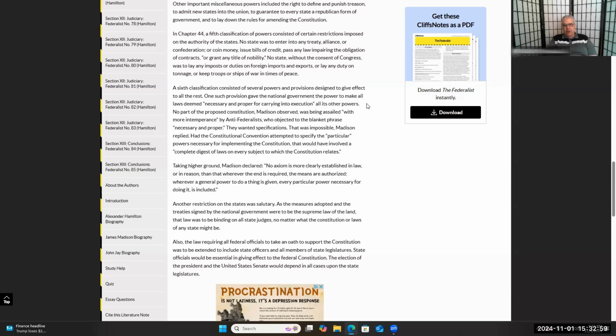Chapter 44. Fifth classification of powers consisted of certain restrictions imposed on the authority of the states. No state was to enter into any treaty, alliance, confederation, or coin money issues. This is what the states used to do under the Articles of Confederation. They used to have their own money, and I collected it when I was a collector. I used to collect all this old dead money, no longer of any worth, right? You'd see all these bills and coins from different states. They are really weird. Go online and see it.